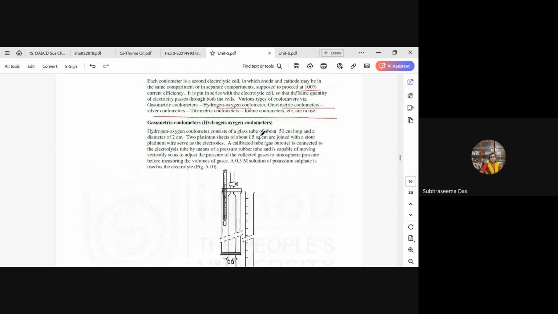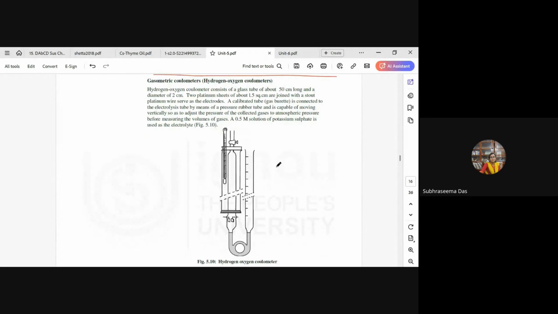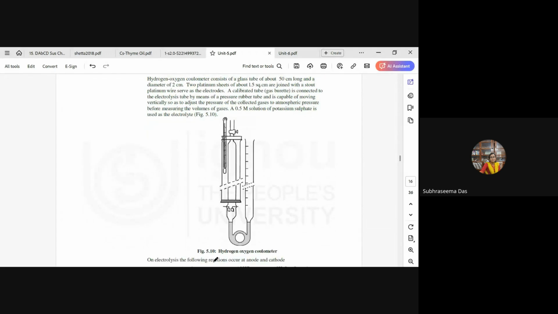We will first start with gasometric coulometers, or the hydrogen oxygen coulometer. It consists of a glass tube approximately 50 centimeters long. Here in figure 10 it is shown; the diameter is 2 centimeters, with two platinum sheets of about 1.5 square centimeters.